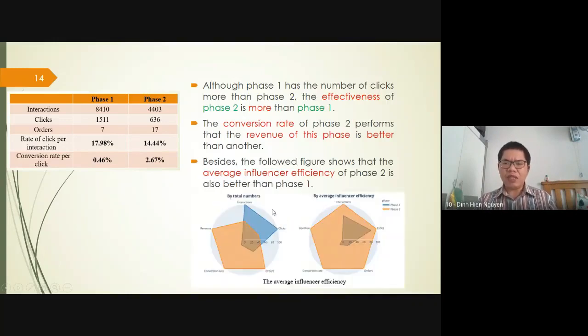And besides this, it shows that the overall influencer efficiency of phase two is also better than phase one. We have the area of influence of the influencers in phase two, and it is also better than that of the influencers in phase one.